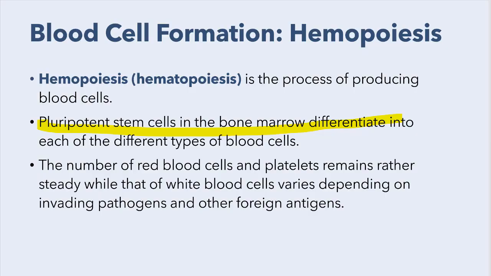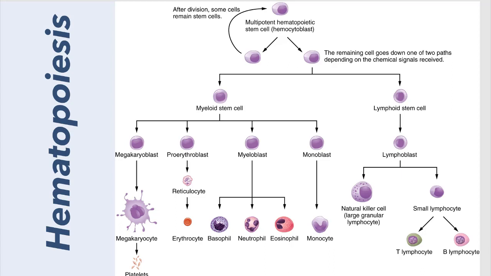Let's take a look at the process of hematopoiesis. In order to form blood cells, those pluripotent stem cells in the red bone marrow produce two further types of stem cells. And these then have the capacity to develop into several types of cells. The two main types of cells that originate here are the myeloid stem cells and the lymphoid stem cells. And these are going to differentiate into the different types of blood cells that we have.